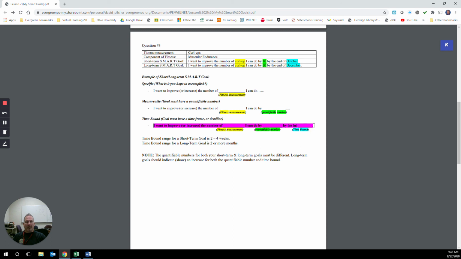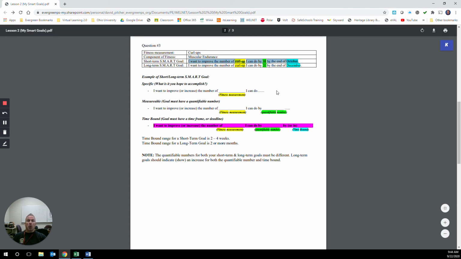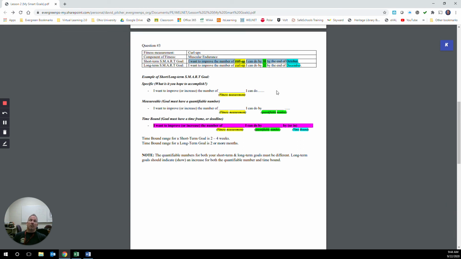What I don't need is I don't need you typing or telling me how many push-ups or curl-ups you're going to do each day in order to get to your goal. Okay? That's just too much to type in there. Now, if you want to put it in there, that's okay too, but you still need to make sure that you have the majority of what I have right here. Okay, I want to improve the number of curl-ups I can do by 10 by the end of October. I plan to do X number of push-ups or curl-ups each week in order to get to my goal.